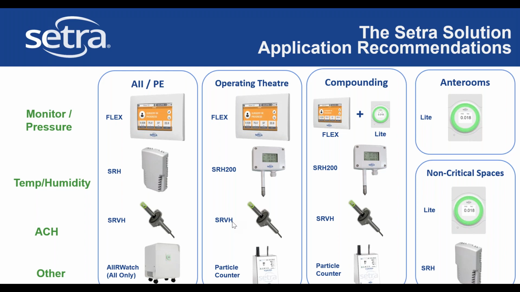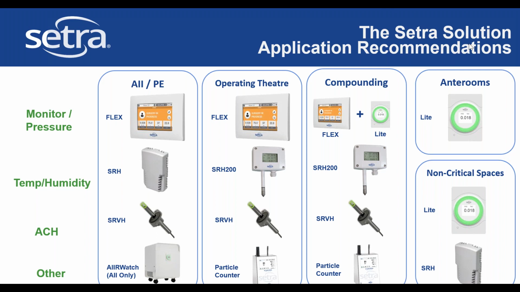So, now that we've talked about all those, this is an overview of the product line from Setra based on application. So for your isolation and protective environments, it's generally the same equipment, with negative pressure spaces having the option to make a temporary space using an AirWatch. So again, we have the Flex, the SRH, and the SRVH. And we do sell these packaged in the way you see them here as well.